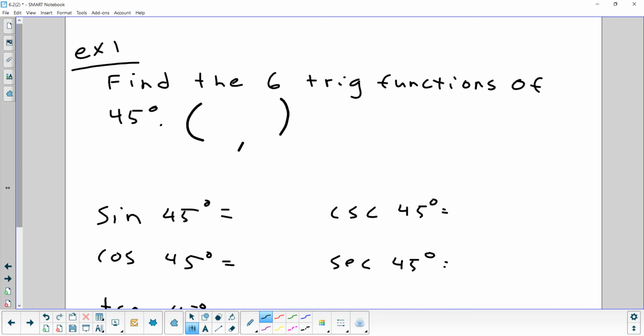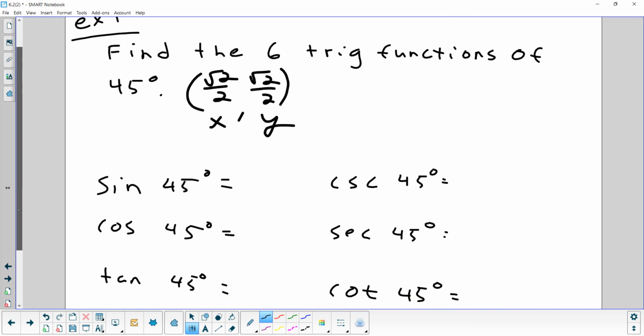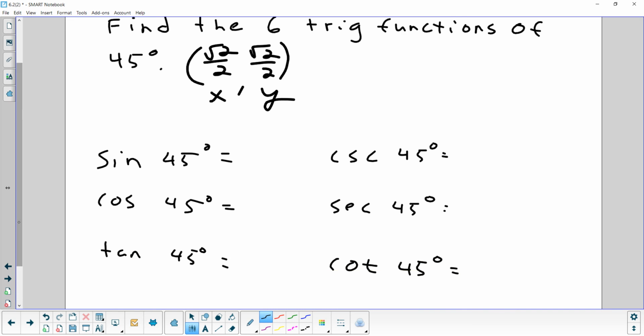The square root of 2 over 2, comma, square root of 2 over 2. That's my x, and that's my y. And now we can do all the trig functions just like we did in the first part. Okay, let's start with sine. Matt, what's the definition of sine again? Y. And what's my y in this case? Square root of 2 over 2. Yep. If you mix them up, you get lucky this time because they're the same. But really, we should know which one is which.